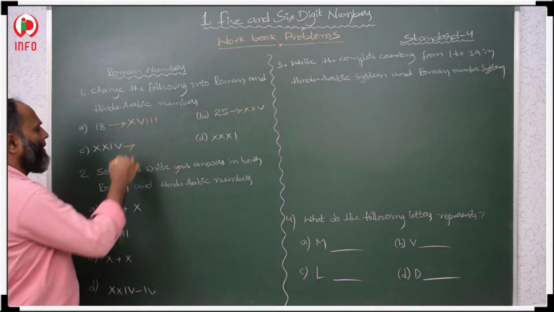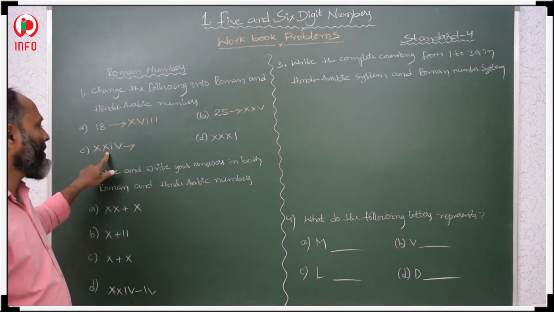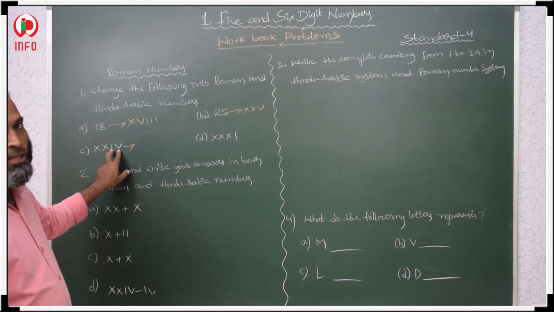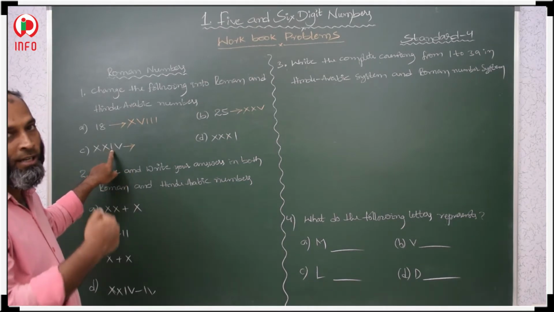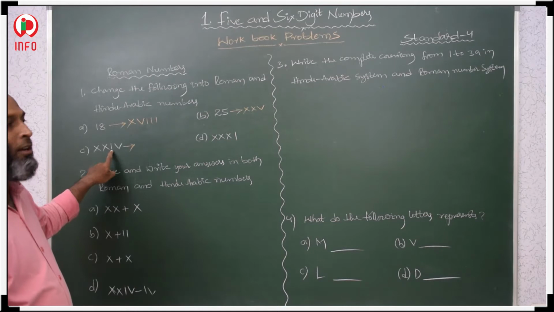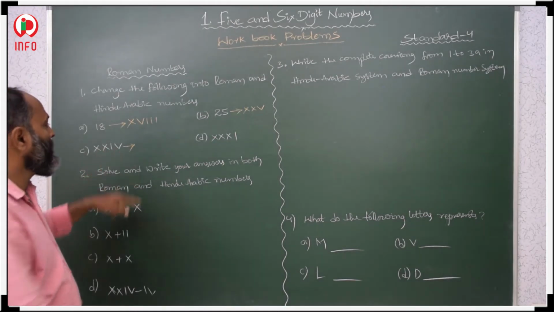Then X means 10, X means 10, 10 plus 10, 20. This is the 4 representation. Why? Because the smaller Roman numeral is on the left side of the bigger Roman numeral. So 5 minus 1 is 4. Then 20 plus 4 is 24.